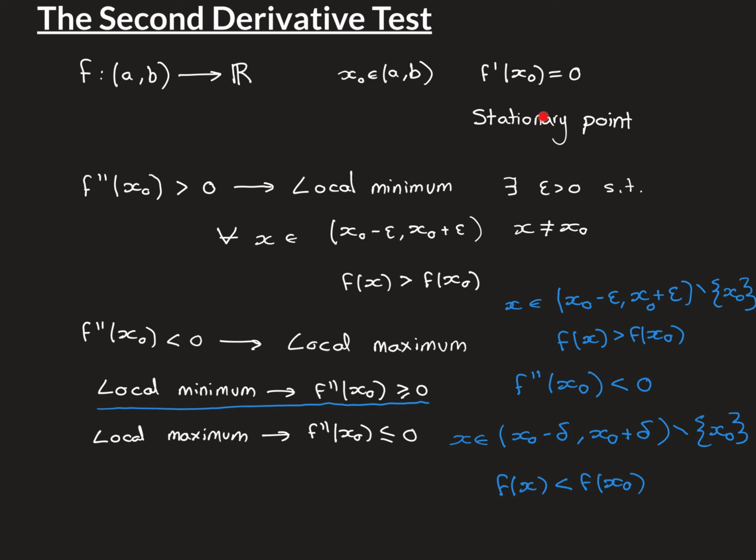Hence, if you have a stationary point which is a local minimum where the second derivative exists, it cannot be the case that the second derivative at that point is less than 0. Therefore, not this must be true, and not this. The logical negation of this is that the second derivative at x0 is greater than or equal to 0, and hence we can conclude that this first one is true.